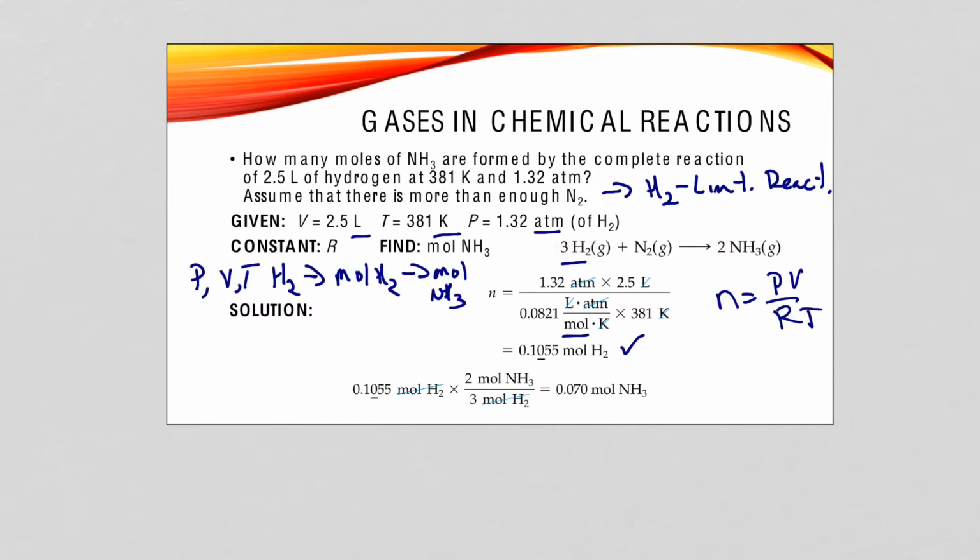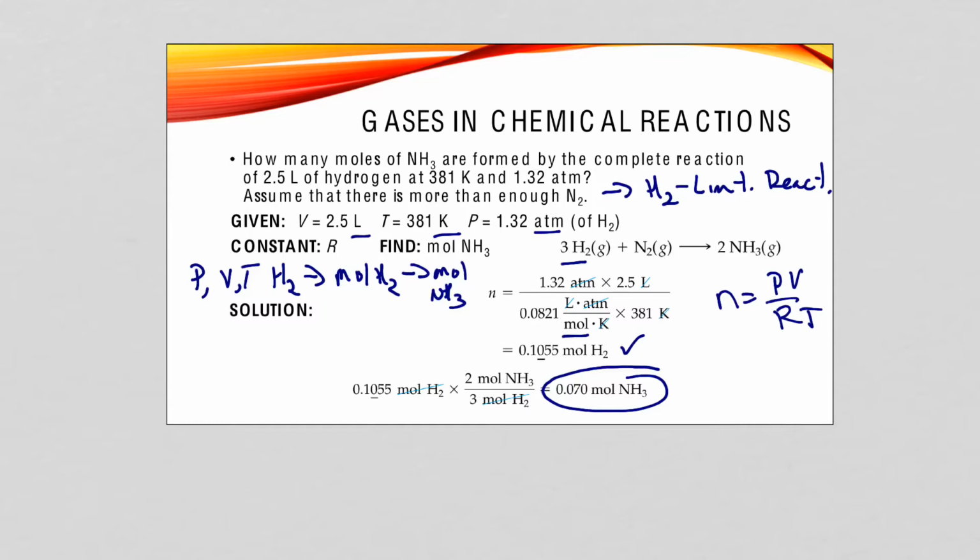So when we set up our ratio, of course, we're trying to find ammonia, so that's going to be on the top. Hydrogen is what we have, so that's going to be on the bottom. So plugging in our coefficients, we have a 2 to 3 ratio. So we apply that ratio. We take our moles of hydrogen, multiply by 2, divide by 3, and we end up with our moles of ammonia, 0.070 moles of ammonia for our final answer.